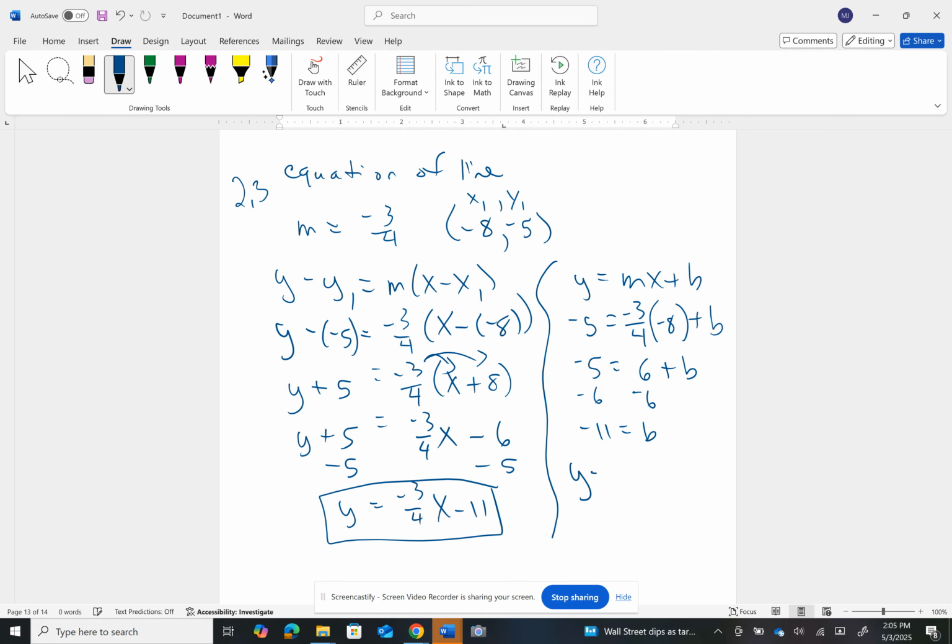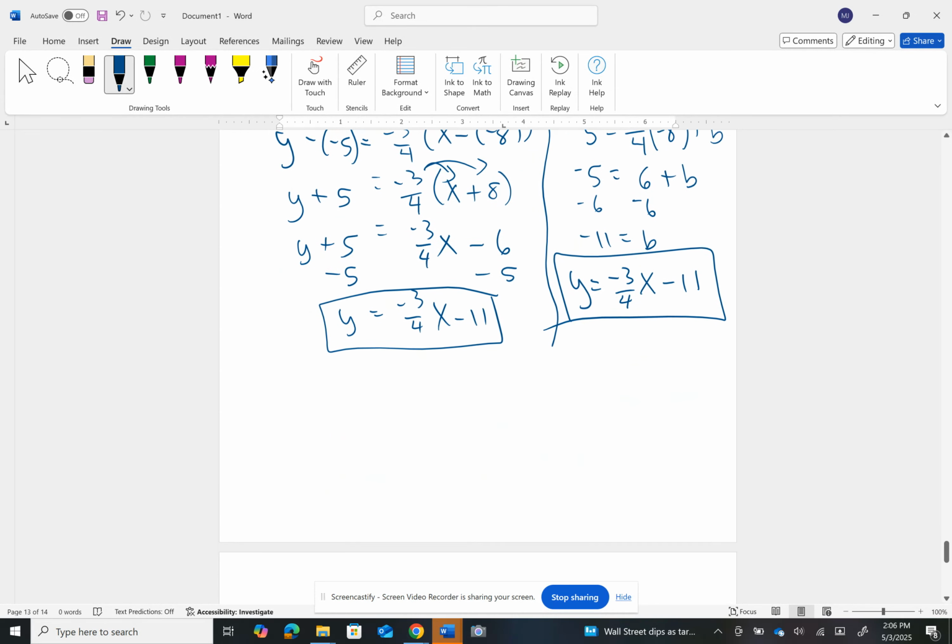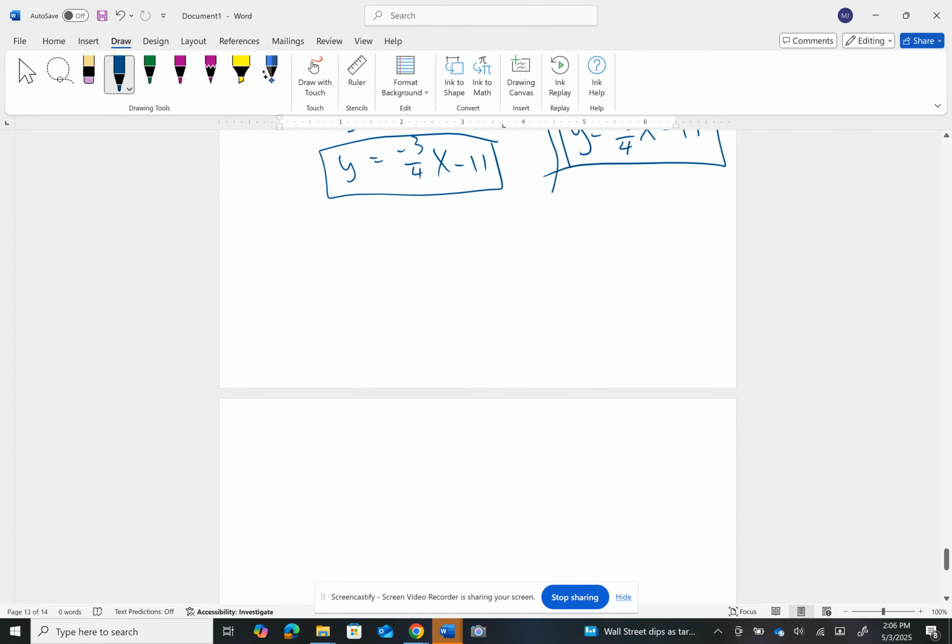Then you'd come back in and replace the m and the b in the general formula y equals mx plus b, so you'd get to the same ending point. Whichever one of these you're most familiar with would be the one to use. You need to know the formula though. All right.